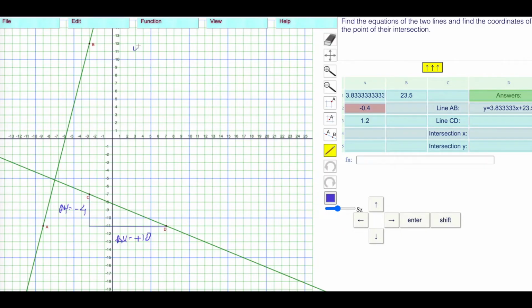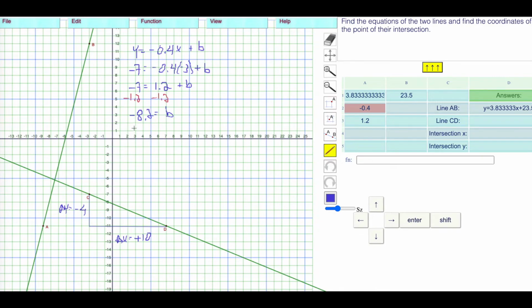Y is equal to -0.4x plus our b value. Now to solve for the b, I'm going to use an x and y point. I'm just going to use -3, -7. The y value is -7, which is equal to -0.4 times the x value, which is -3, plus the b. That gives us -7 is equal to +1.2 plus the b. I'm going to subtract 1.2 from both sides, -1.2 and -1.2, and that will give us -8.2 is equal to b.